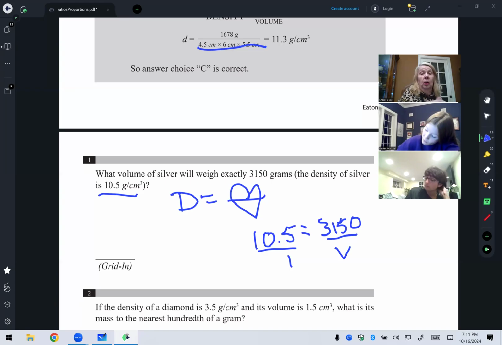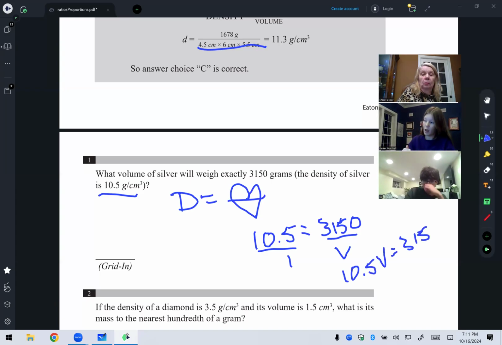And I'll let you do it. You're just going to say 10.5 V. And did you get 300 cubic centimeters? Good. All right, another one.